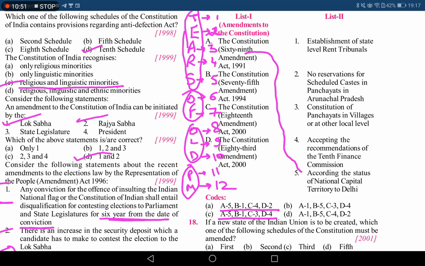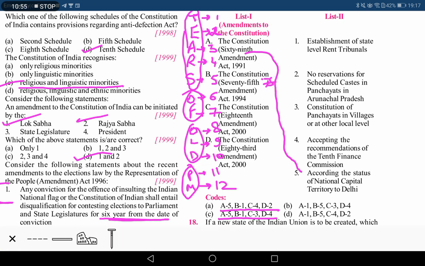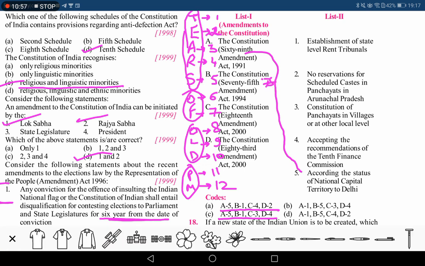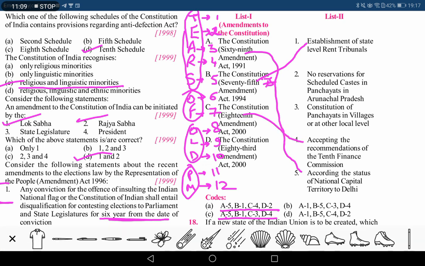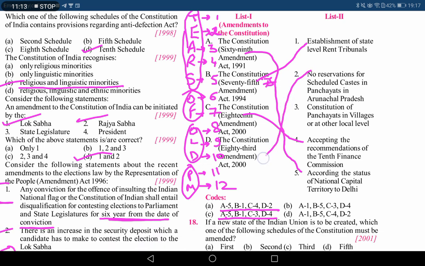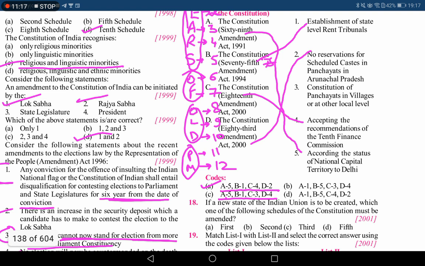The 75th Constitutional Amendment Act was regarding the establishment of state level rent tribunals. Okay, so B is 1. Next, the 18th Constitutional Amendment Act. This was about accepting the recommendations of the 10th Finance Commission, and the 83rd Constitutional Amendment Act was regarding no reservations for scheduled castes in the Panchayats of Arunachal Pradesh. Okay, so as a result, option number A is the correct answer.